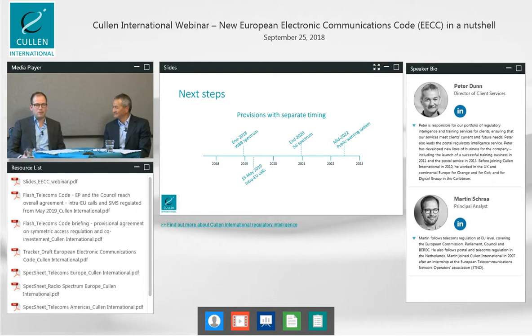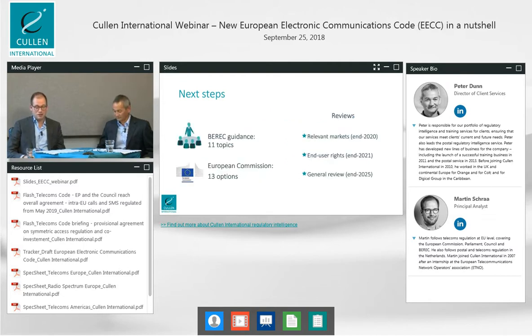The intra-EU calls provisions will enter into force, like we said, by mid-May 2019. And by mid-2020, there will be the public warning systems. So these provisions will then enter into force.